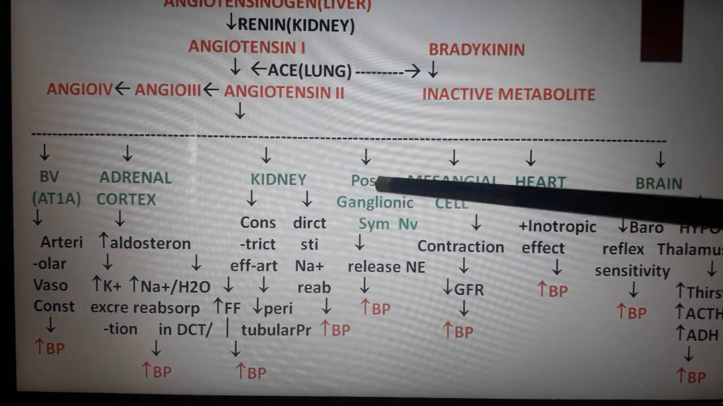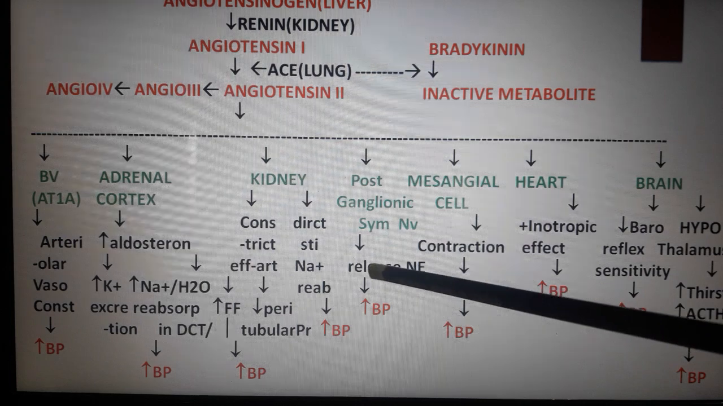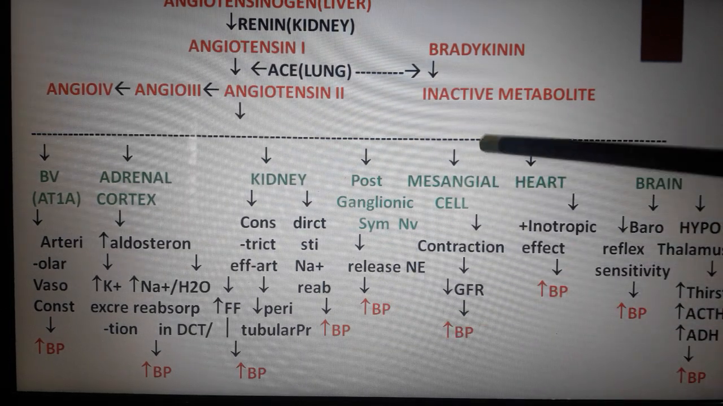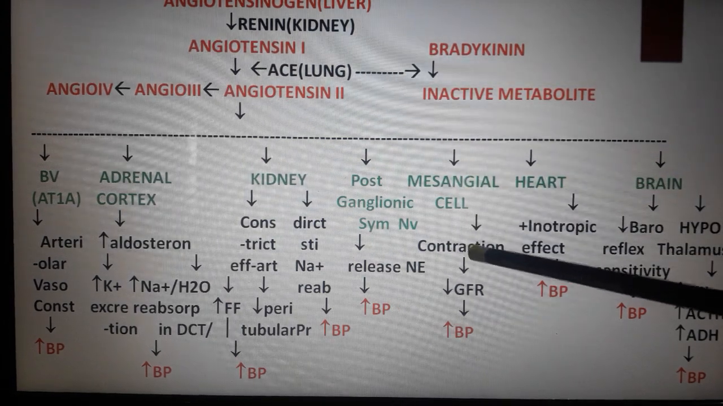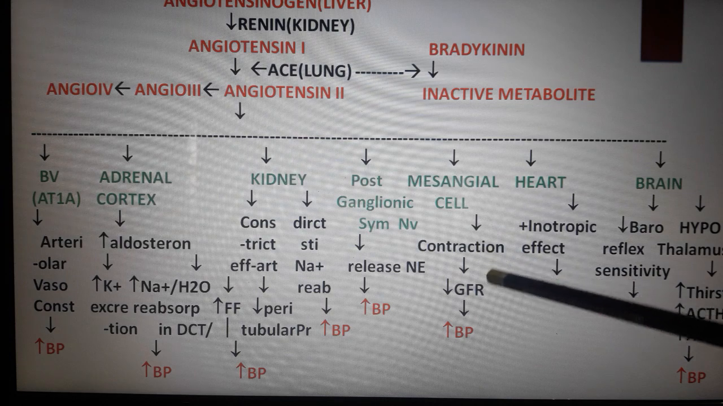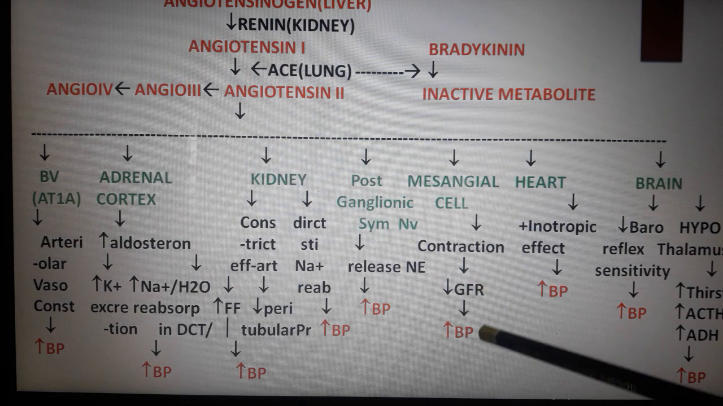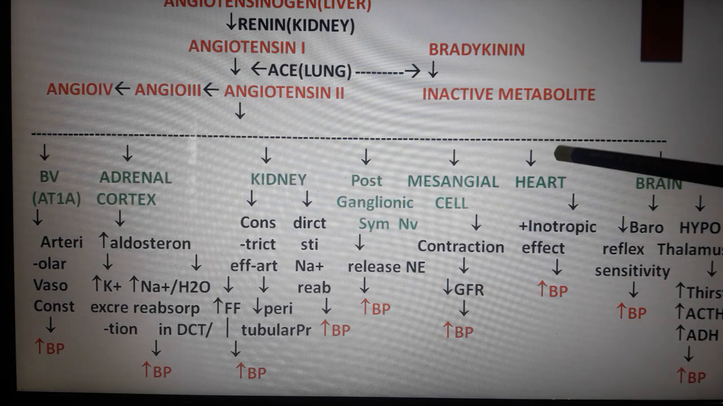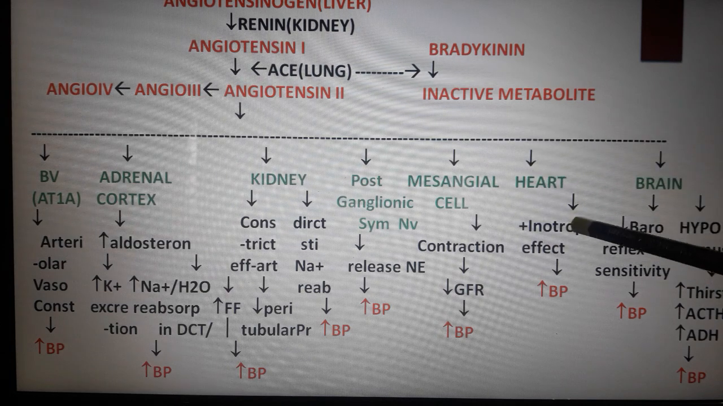Then it acts on postganglionic sympathetic nerve and causes the increased release of the norepinephrine, which causes the increased BP. Angiotensin 2 acts on the mesangial cell, which causes the mesangial cell to contract and which decreases GFR and which increases the BP. Angiotensin 2 acts on heart and it has a positive inotropic effect and increases BP.